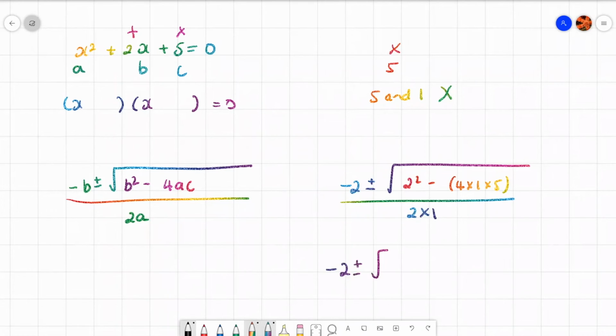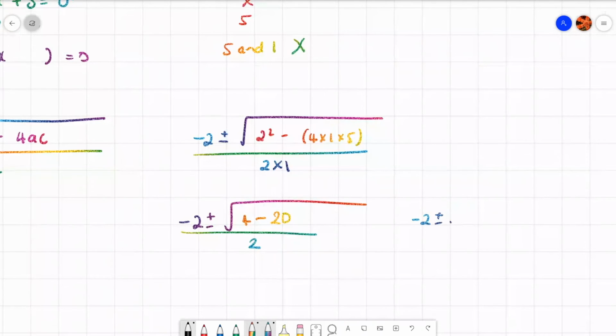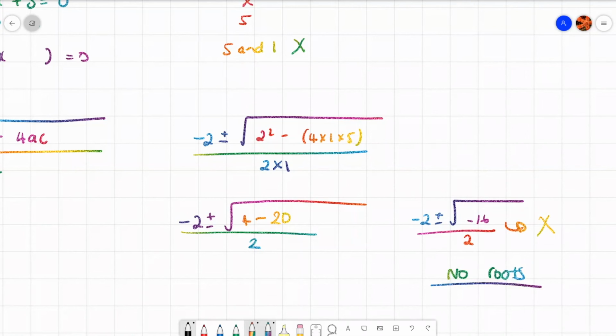That's minus 2 plus or minus the square root of, well, 4 take away, 4 times 1 times 5 is 20, so 4 take away 20 over 2. And then you've got minus 2 plus or minus the square root of, well, 4 take away 20 is minus 16, over 2. Right, if you were to tap that into your calculator, you would find that you can't work this out because you can't square root a negative number. Therefore, when you have a situation like this and you can't factorize and you can't use the quadratic formula to work out the values of x, it means that your equation has no roots. It means it doesn't cross the x-axis anywhere.